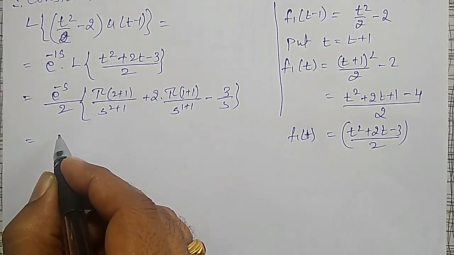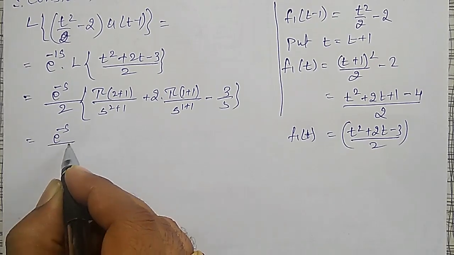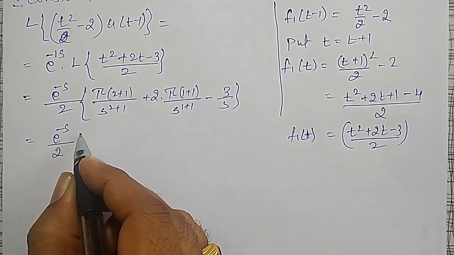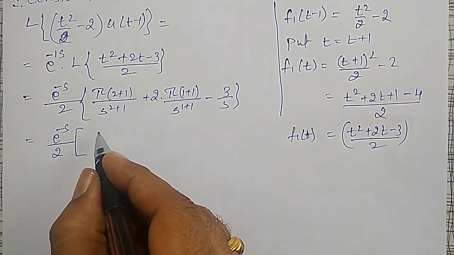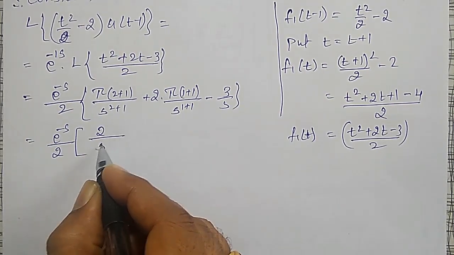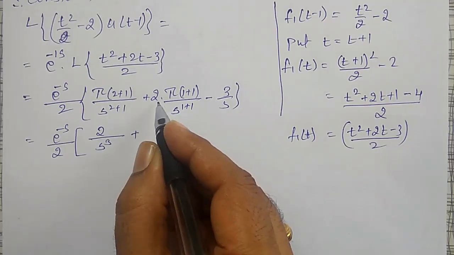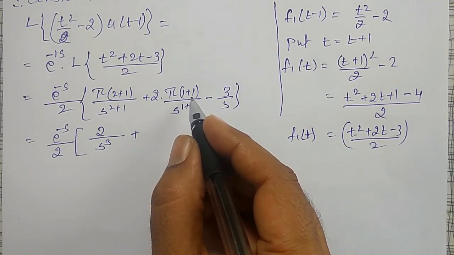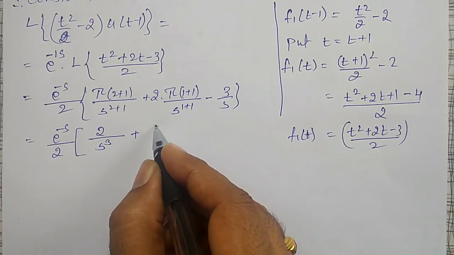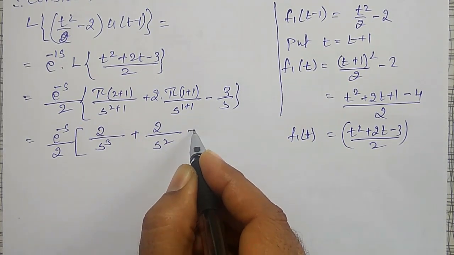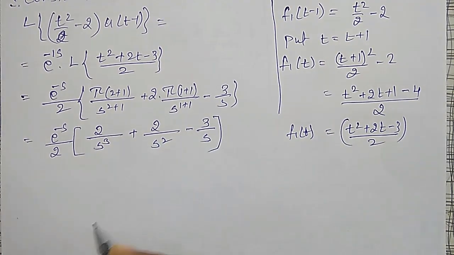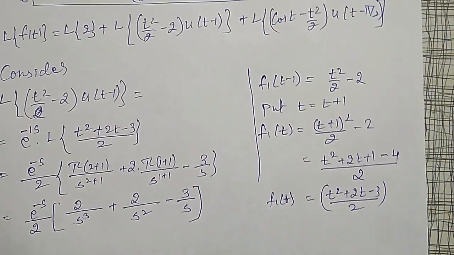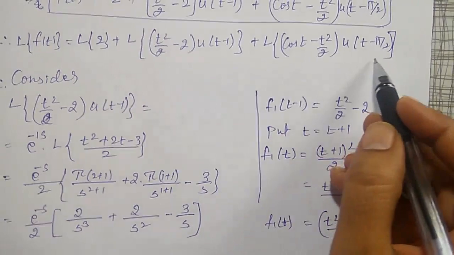Simplifying this, e to the power minus s divided by 2 into bracket, gamma function of 2 plus 1 is 2 factorial. 2 factorial is 2. 2 divided by s cube plus 2 into gamma function of 2, which is 1 factorial, 1. Therefore, it is 2 divided by s square minus 3 divided by s. This is the Laplace transform of the first term. Like this, the Laplace transform of the second term I have to find out.